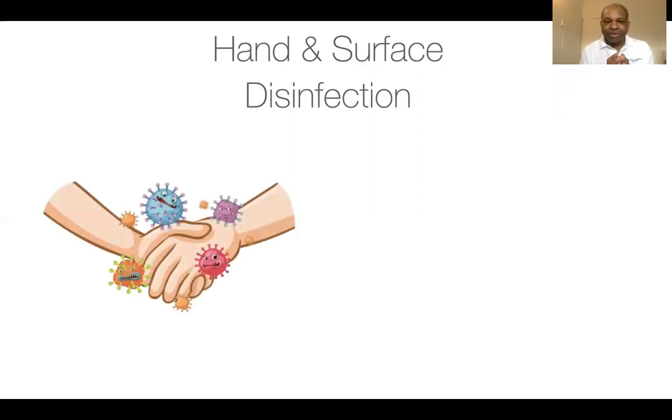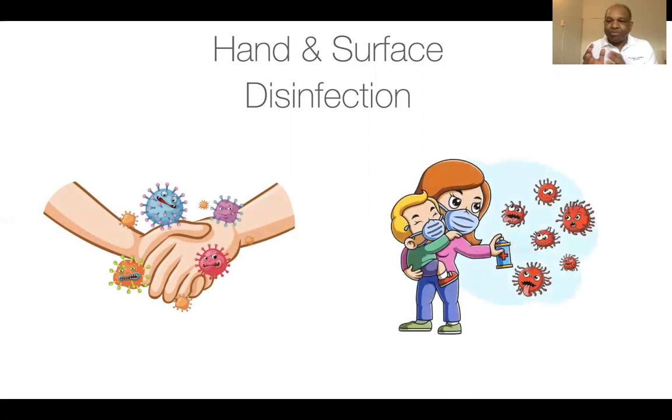Because we know there's millions and millions of viruses as well as bacteria on your hands, and not only on your hands, but also on the surfaces that we may touch. Through the use of hand and surface disinfection, we can break this cycle of transmission from surfaces to your hands and prevent you from being infected.